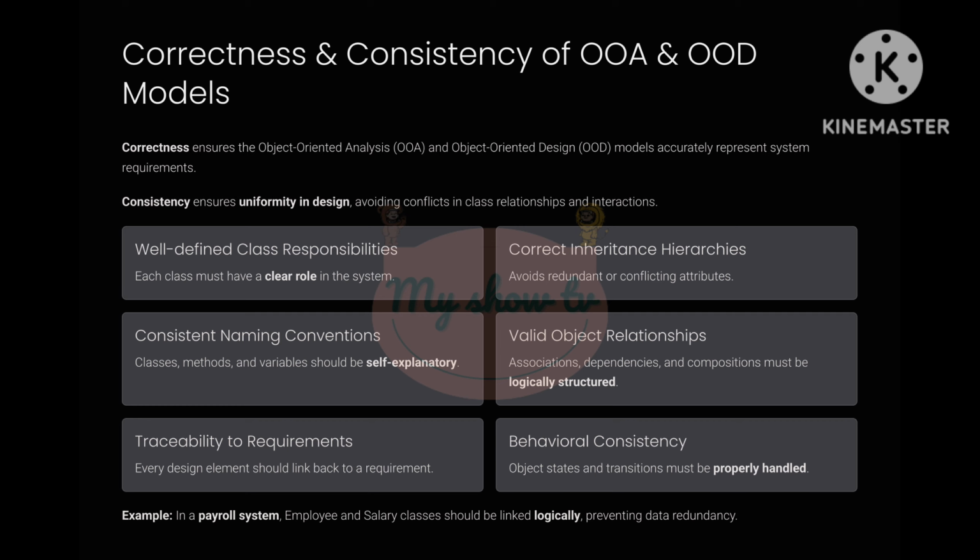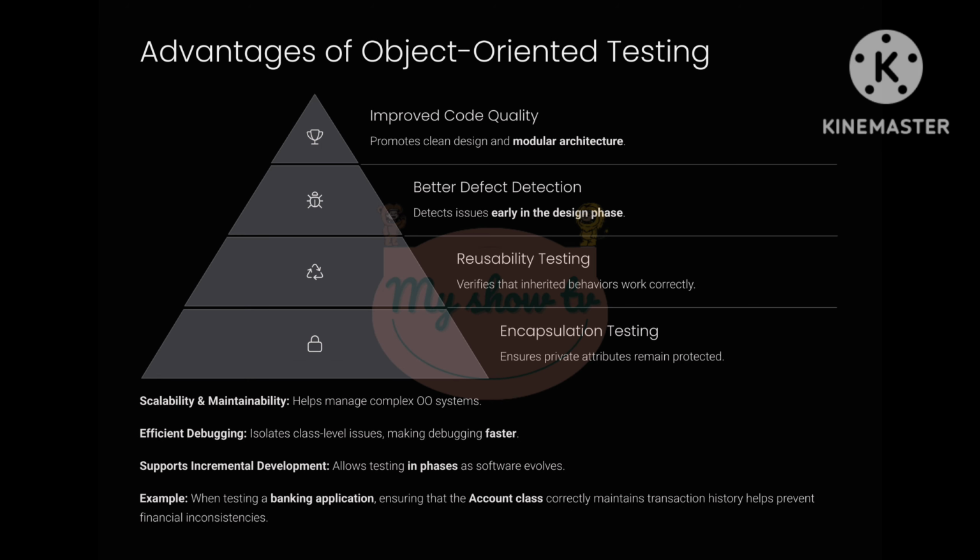Traceability to requirements. Every class, function, and interaction should be linked back to a user requirement. Behavioral consistency. Object states and transitions should be correctly modeled. Example: a user object should not be able to log in before registering in a system. These guidelines help in creating software that is structured, scalable, and error-free. Slide 4. Advantages of object-oriented testing.